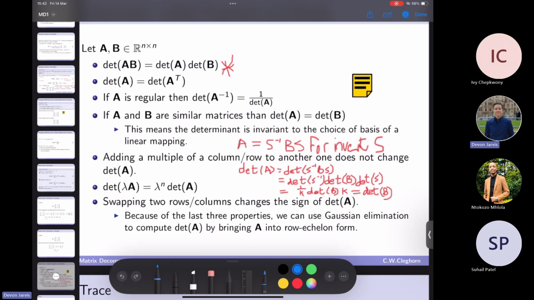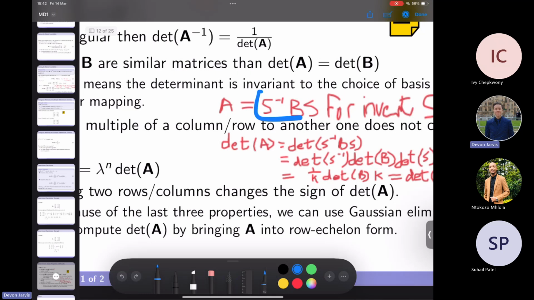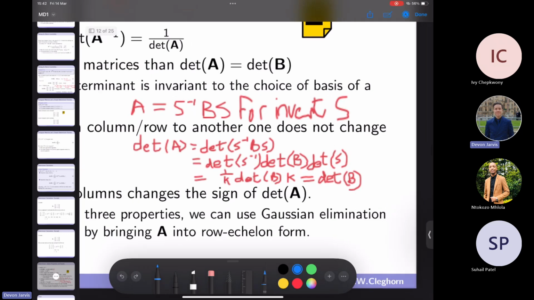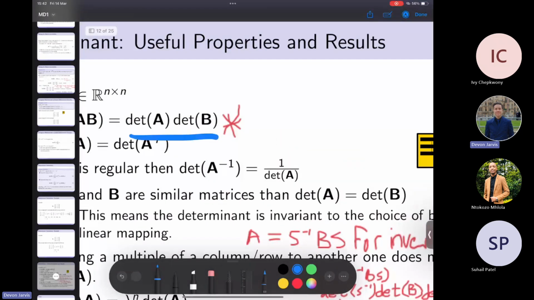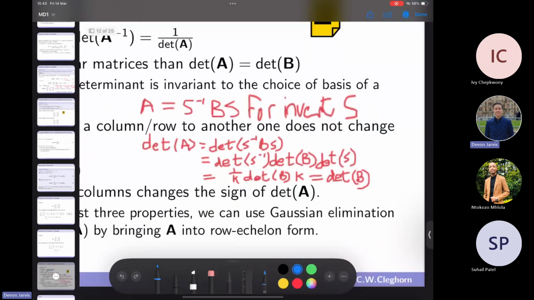check. Let's do that. So if I have this matrix A and I've written it in terms of two different changes of basis, S and S inverse being the change of bases, B being the equivalent transformation, then when I write out the determinant of all three of them, I can use the first property to say, well, I'm just going to separate all three of them out.